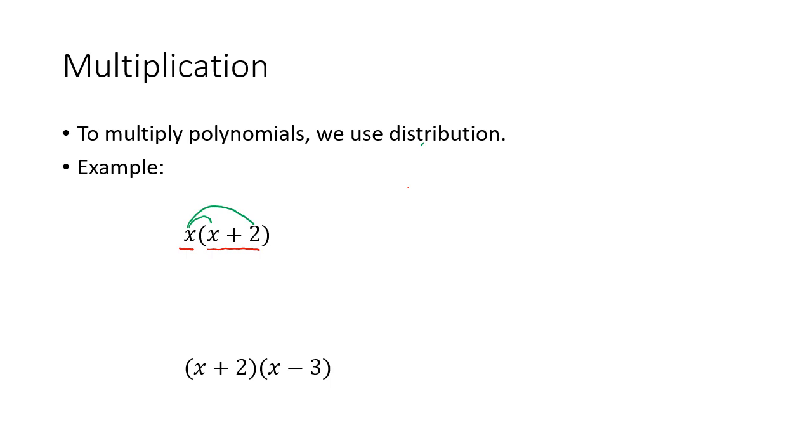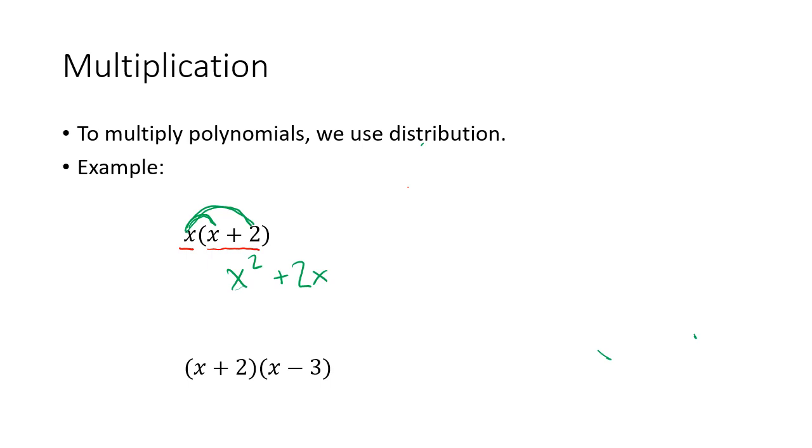We're going to multiply the x by the x, and we're going to multiply the x by the 2. So this is going to be x times x, which is x squared, and then it's going to be x times 2, which is 2x. That's it.